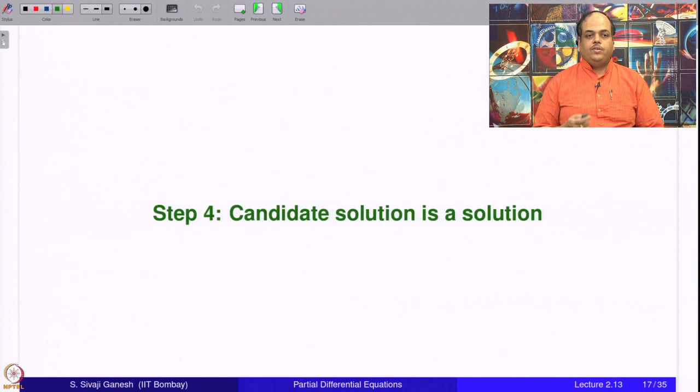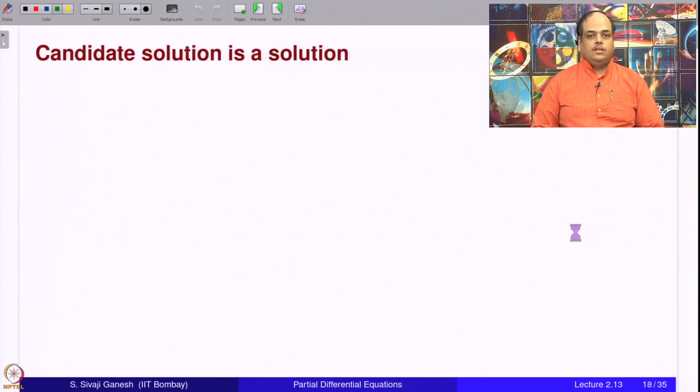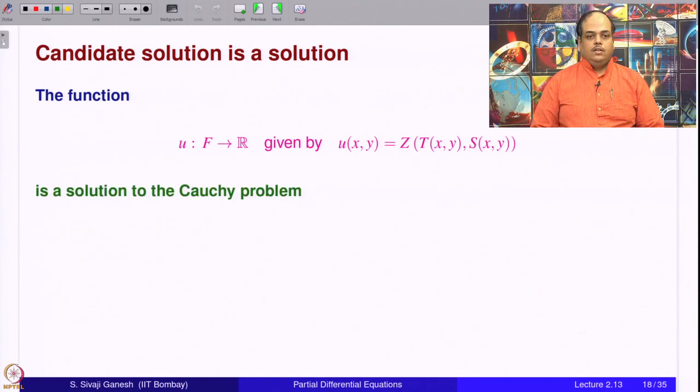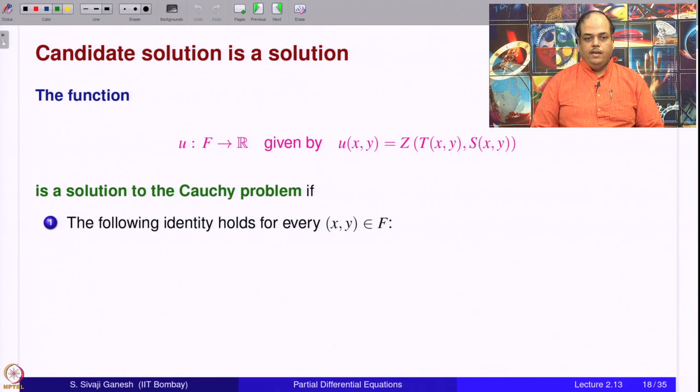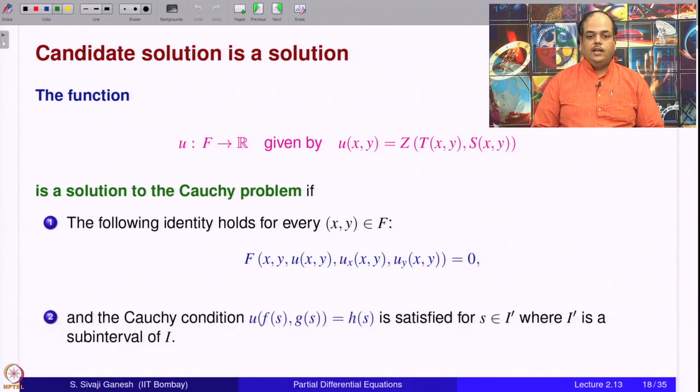In the next step, we are going to check that this is indeed a solution. So, this is a solution to the Cauchy problem if the following identity holds for every (x, y) in F, that is capital F of (x, y, u(x, y), u_x(x, y), u_y(x, y)) equal to 0, and the Cauchy condition u of (f(s), g(s)) equal to h(s) is satisfied.